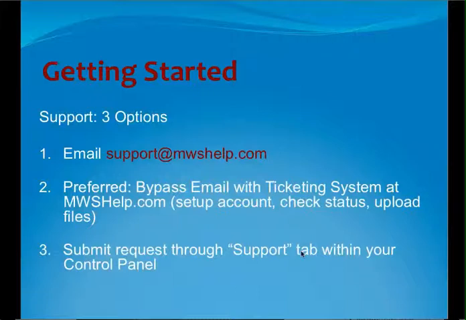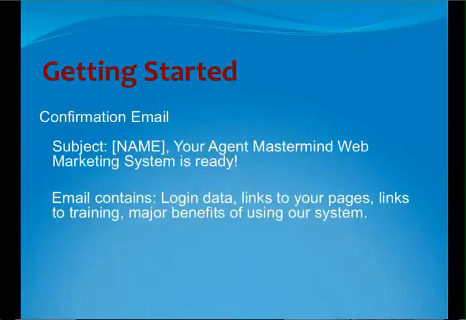Also, you can submit a request through the support tab within your control panel, which I'll show you here in just a few minutes. Another thing I want to talk about is the confirmation email that you received. When you signed up, you'll receive an email with the subject line, your first name, and then it'll say your Agent Mastermind web marketing system is ready. If you did not receive that email and you have signed up for our system, make sure you do a search for Agent Mastermind web marketing system, something like that, and you should be able to find it in your email.